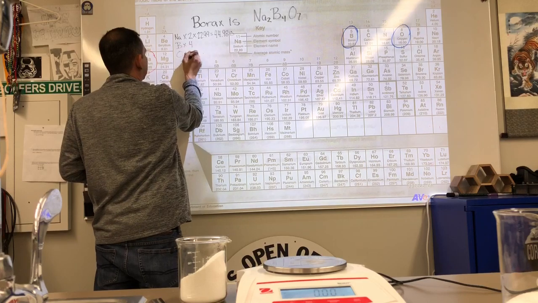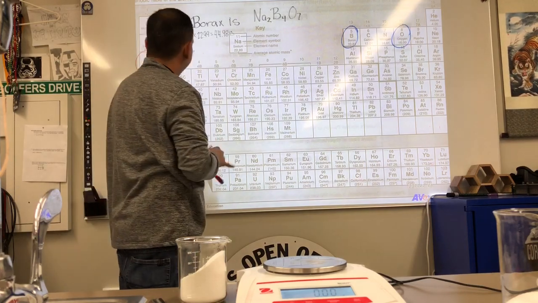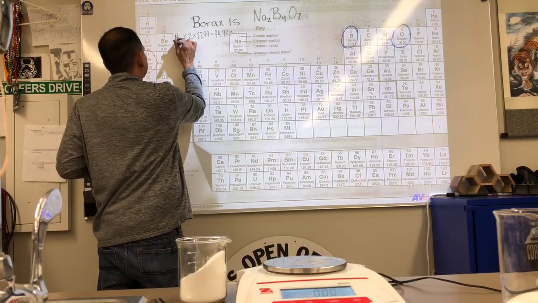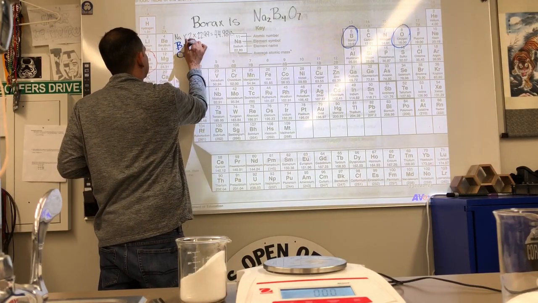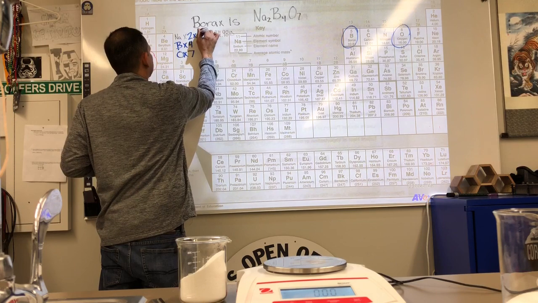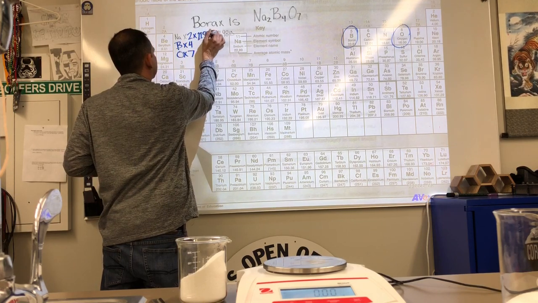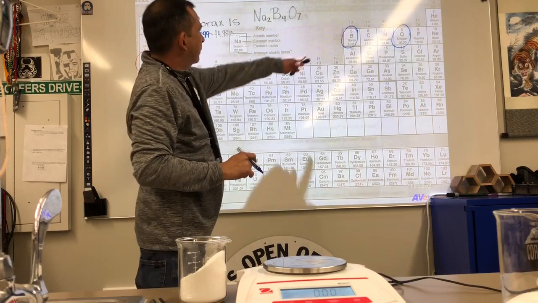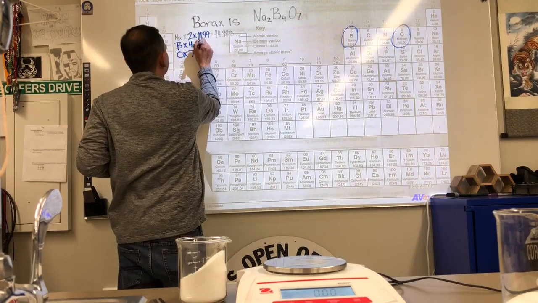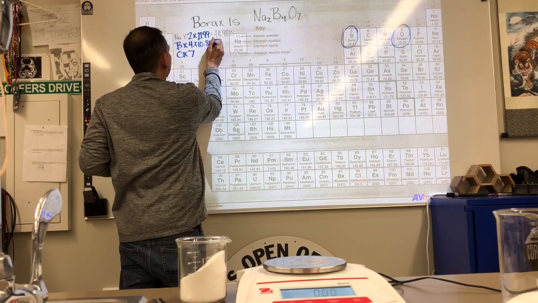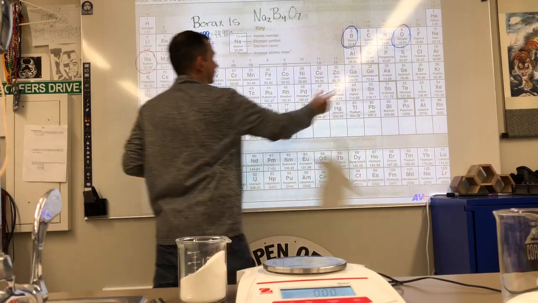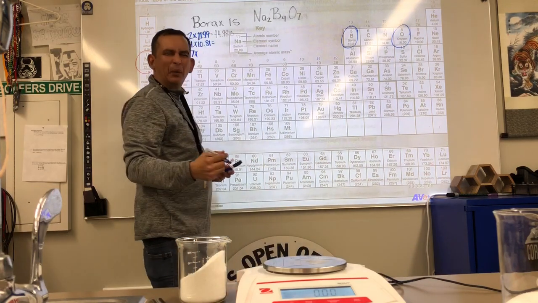Then we're gonna go for our next, boron. Oh, we're gonna have 7 there. Let me darken these numbers up. Boron, 10.81 times 4. I'm gonna use the calculator for that one. Oxygen, 16. I know that one by heart.